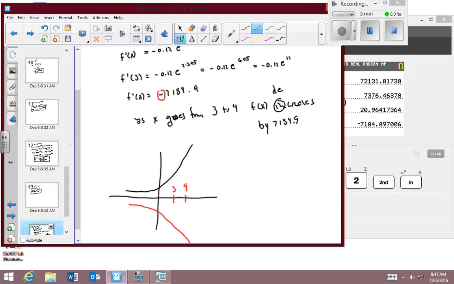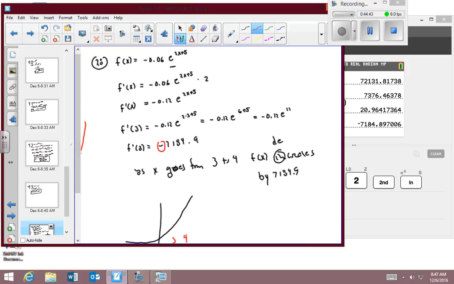Do you understand what I'm reasoning out? An exponential function, without looking at this thing, should look like that. It should be something that grows, because the base is greater than 1. And then that negative sign should flip it.